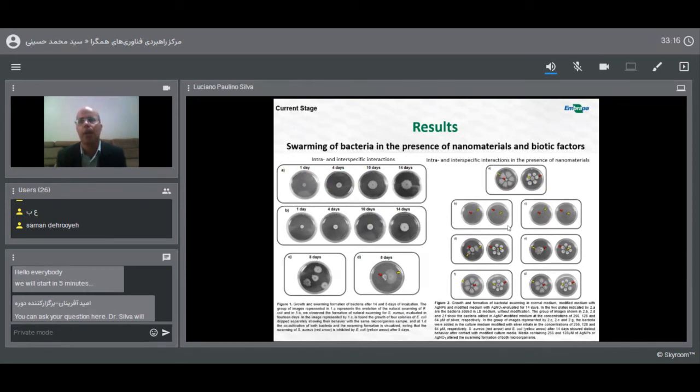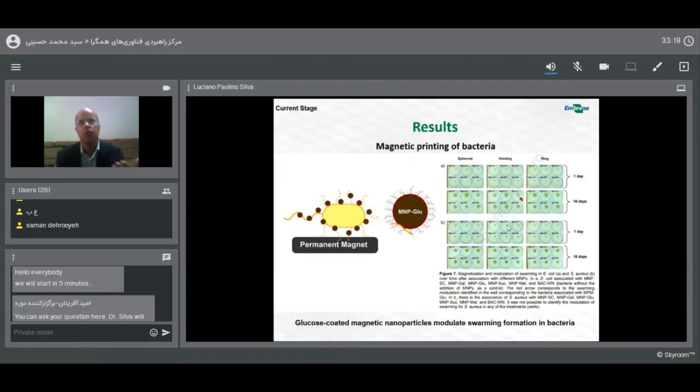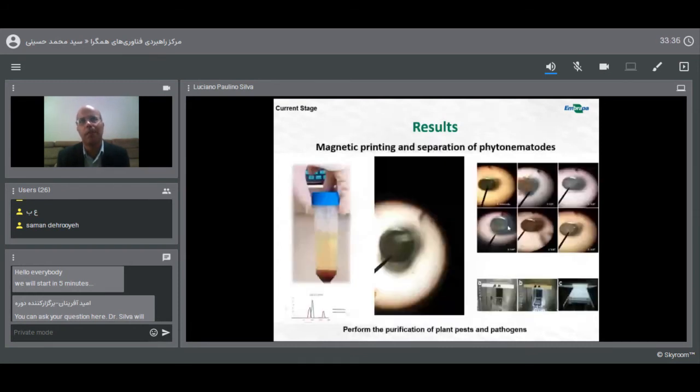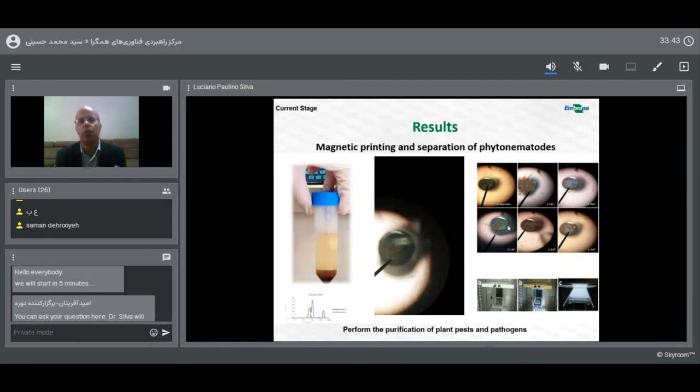exposition to biotic factors. We have also performed some studies related to the magnetic printing of bacteria, particularly using glucose-coated magnetic nanoparticles in order to modulate the swarming formation of bacteria. We have also used magnetic printing to separate phytonematodes, in order to perform the purification of plant pests and also pathogens using magnetism.